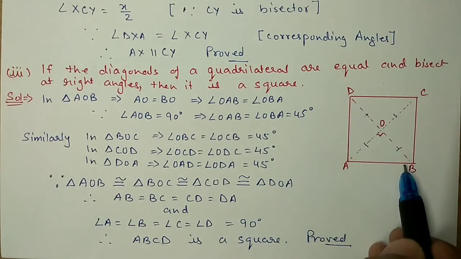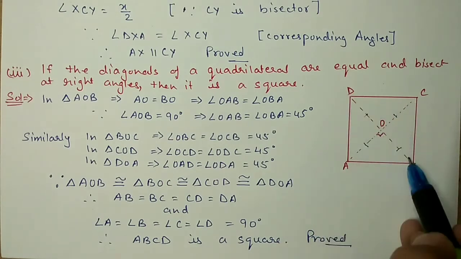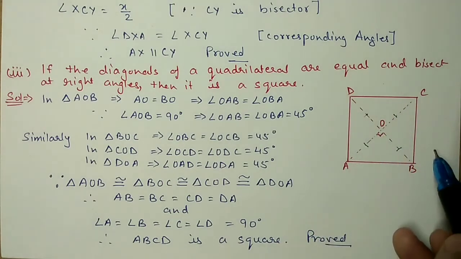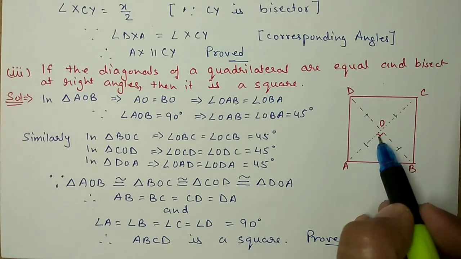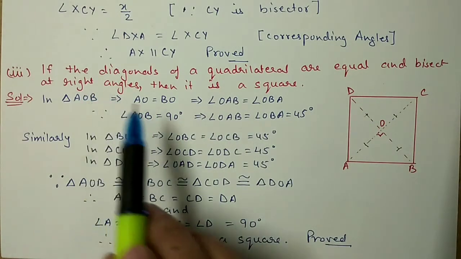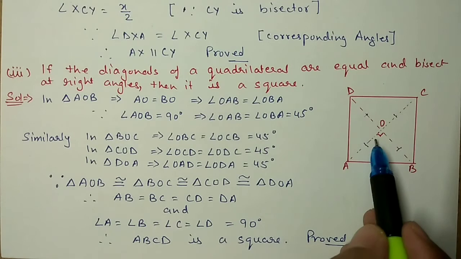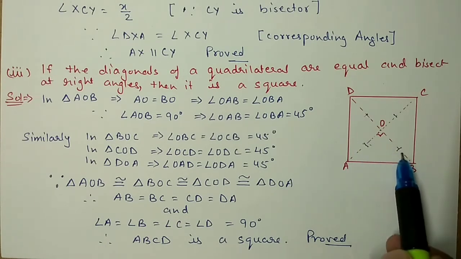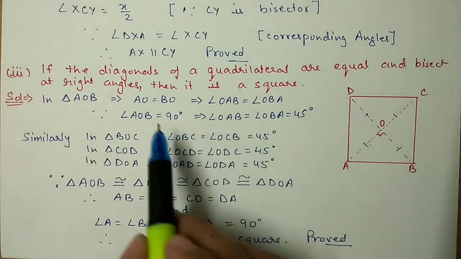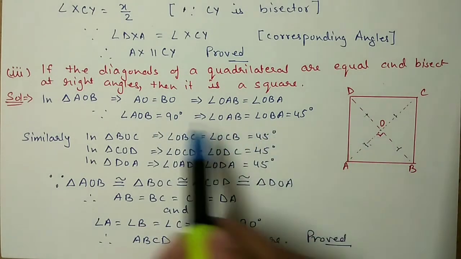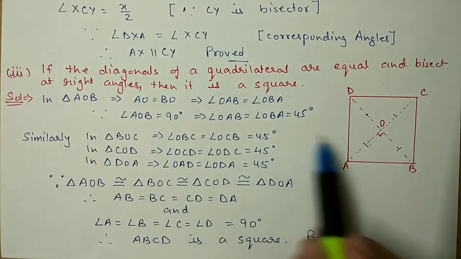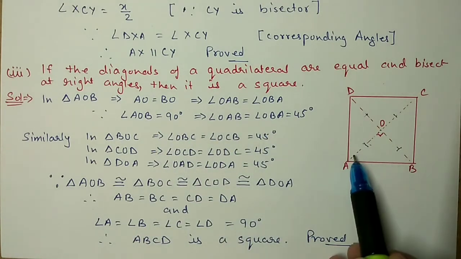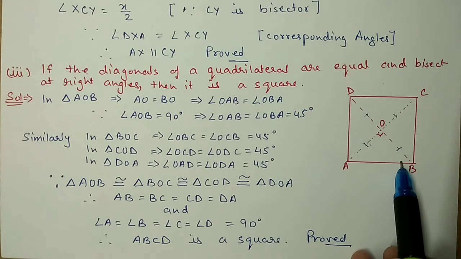AC and BD are also equal. So if AC and BD are equal, their halves also will be equal. Then this angle is 90 degrees, at right angle they have given. Now first we will take triangle AOB. In this triangle, because AO is equal to BO, these two sides are equal, it means these two angles will be equal. And AOB is 90 degrees, so we can say the rest two angles will be 45 and 45 degrees.